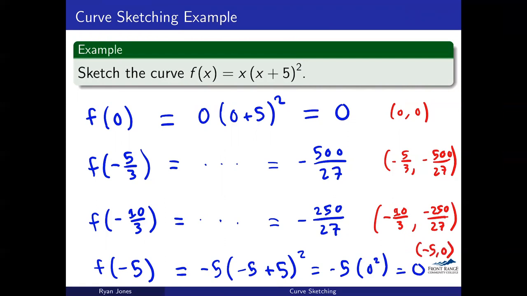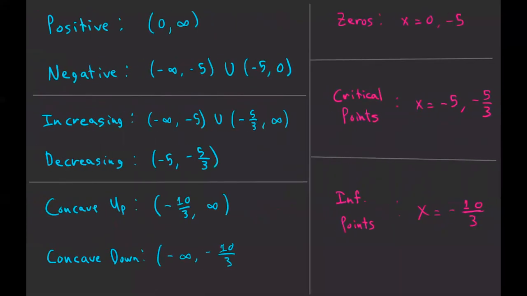And so this is great because now we have everything we need to know. We have all of our regions where we know the function is positive, negative, increasing, decreasing, concave up, concave down. And now we have the actual coordinate points for all of our zeros, all of our critical points, and all of our inflection points.